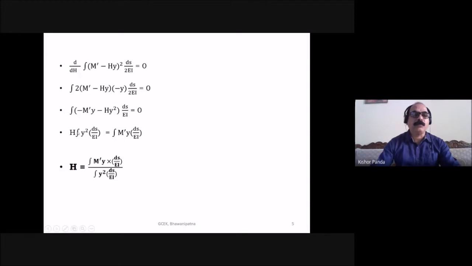Then from this expression you can find out what the horizontal force is. So the horizontal force is equal to the integration of m dash y into ds by EI, divided by the integration of y square into ds by EI. So this is the horizontal force.